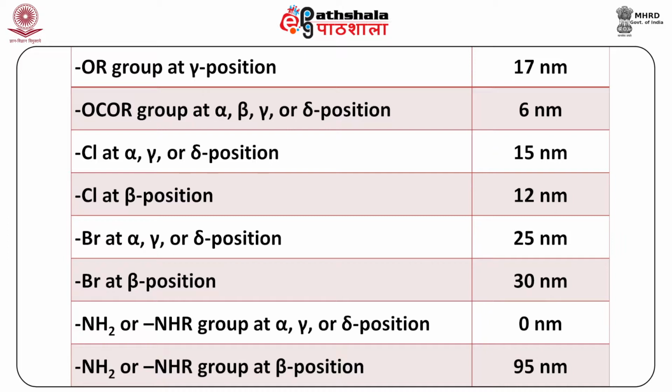Similarly, for bromo group, if it is present at the alpha, gamma or delta position, increment is 25 nanometer, but if it is present at beta position, an increment of 30 nanometer is given. For NH2, that is amine or substituted amine, NHR, if present at alpha, gamma or delta position, no increment is given, but if it is present at beta position, an increment of the order of 95 nanometer is given.